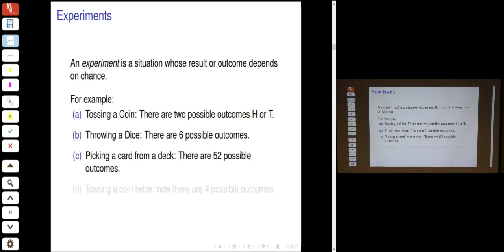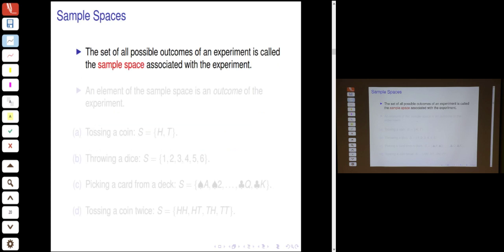Or picking a card from a deck. So again, I'll call it an experiment. So there are 52 possibilities. Or I can toss a coin twice. Right? So now there are 4 possible outcomes. Right? Okay. So these things are examples of experiments.